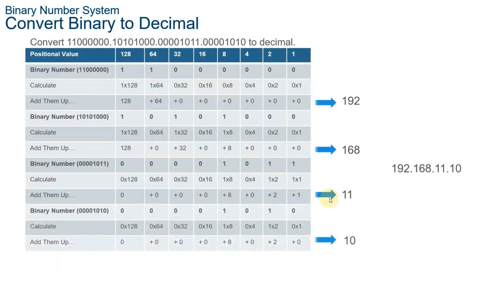And for the last octet, it would be 00001010 as shown in the table. Plot it on the positional values again. We've got 1010 here, so that would be 8, and then the 1 here corresponds to 2. 8 plus 2 would yield 10. So this completes the IP address and produces 192.168.11.10.